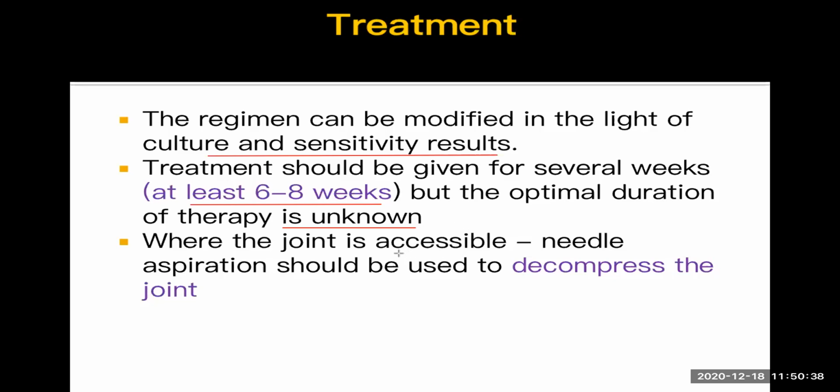Where the joint is accessible, needle aspiration should be used to decompress the joint. Now, it is very easy to decompress the knee joint, but it is a bit difficult to decompress the hip joint because of its anatomical location. So whenever it is easy or possible to decompress the joint, put a very sterilized needle and aspirate. So it will really help in the recovery of the patient.